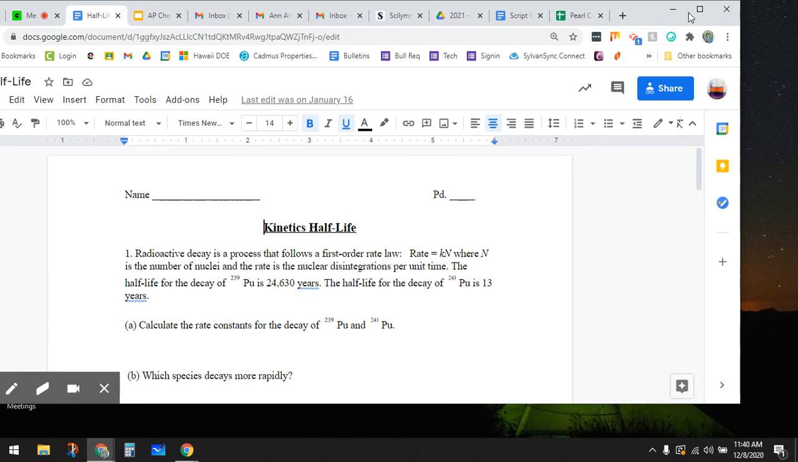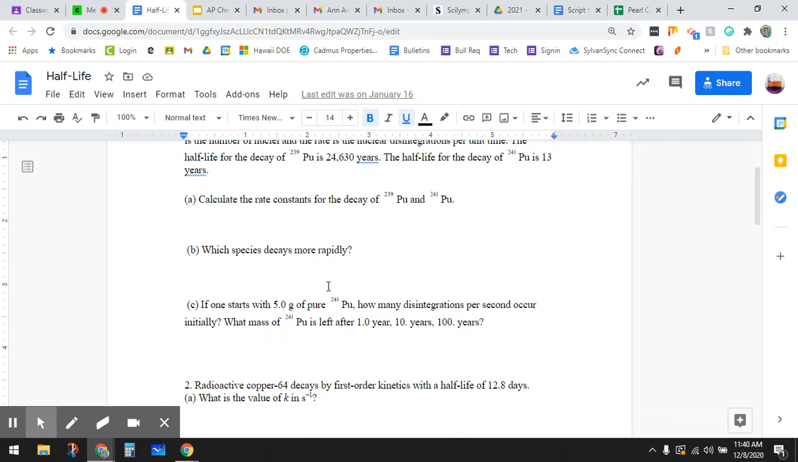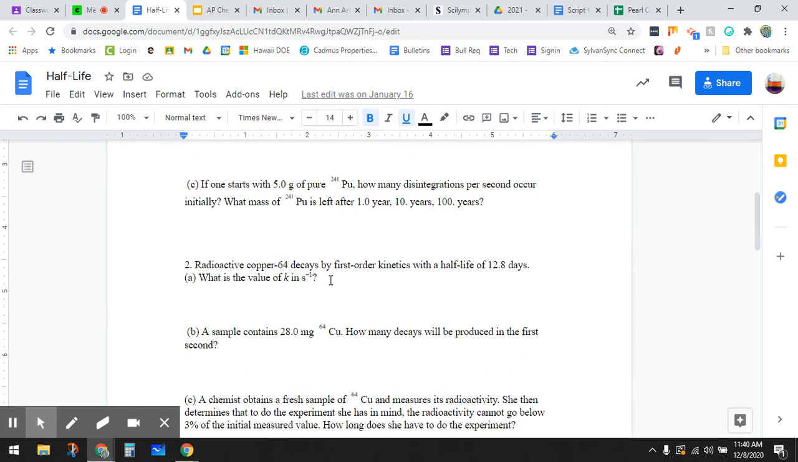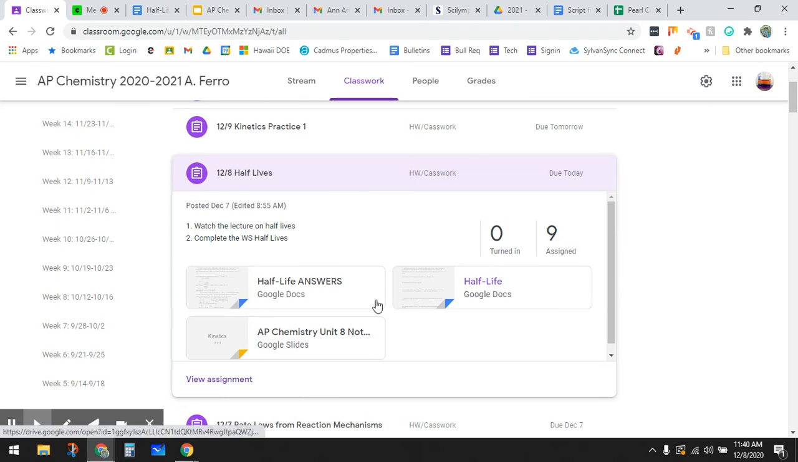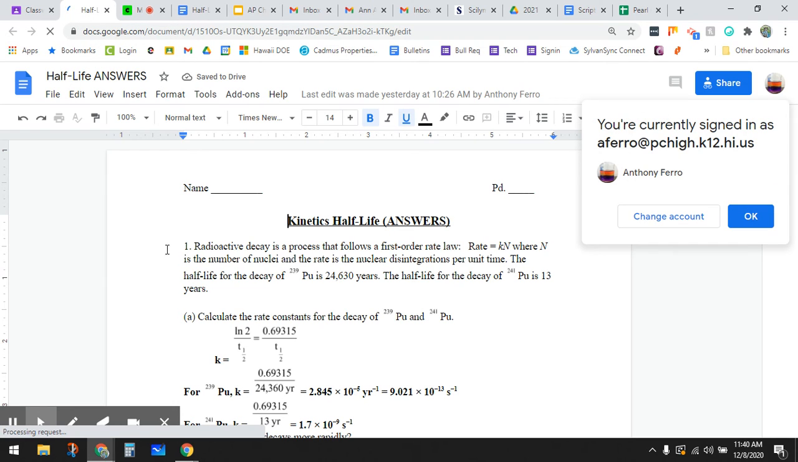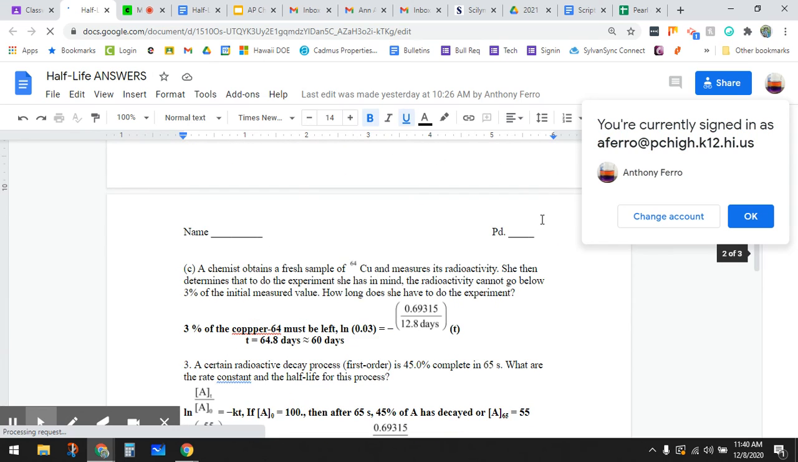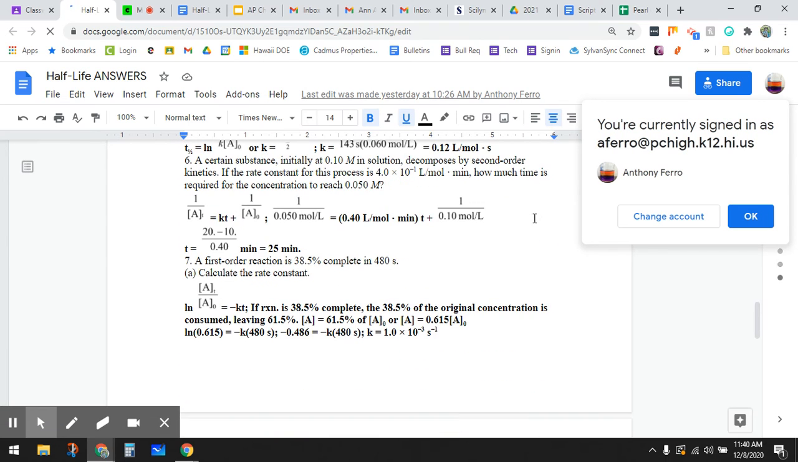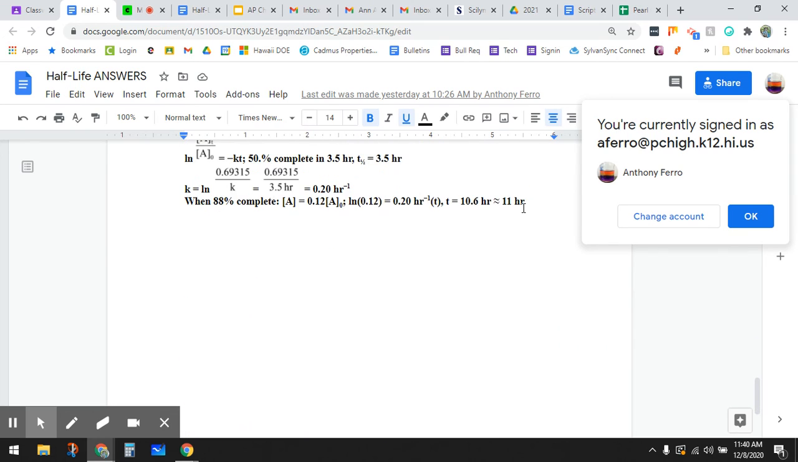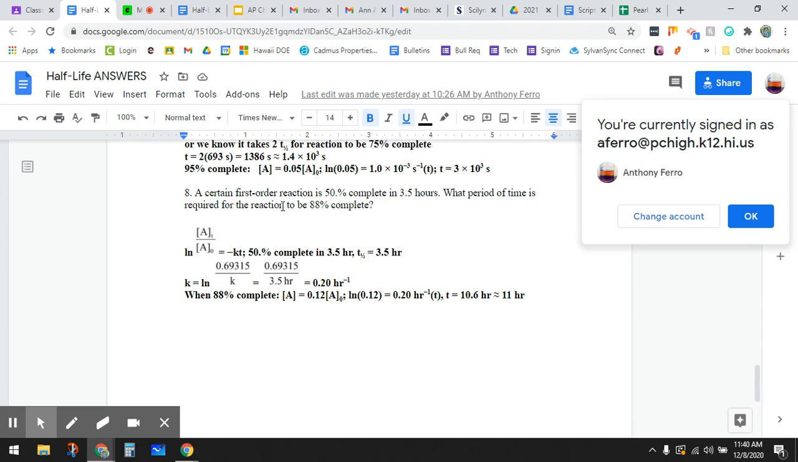Okay, so the work you have to do is here, kinetics half-life. The answers are provided, but do try it on your own first before you just look at the answers. It can be a little confusing at times, but try the best you can. Hopefully you're good at your algebra and with natural logs and all that stuff. There's a little bit of that in here.